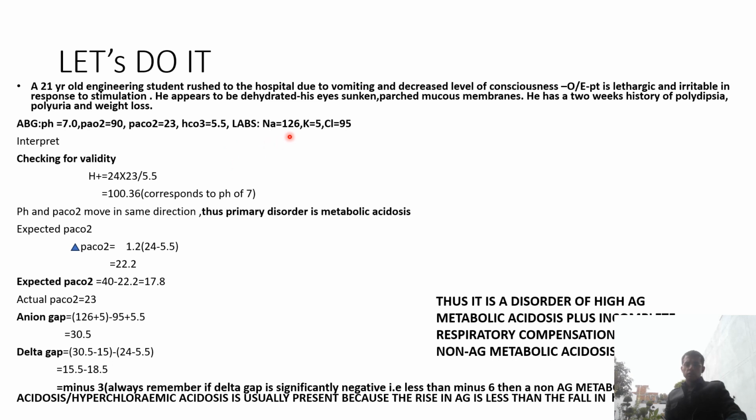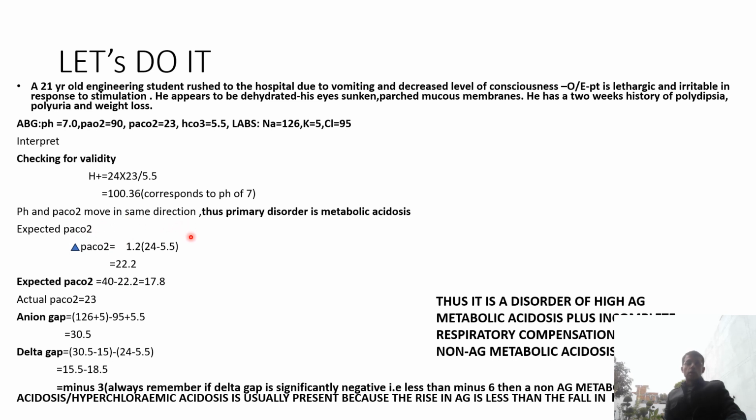See, everyone knows about this disorder, but let us try to interpret the ABG. That is the target. ABG: pH is equal to 7.0, PCO2 is equal to 90, bicarbonate 5.5. Labs give us H positive is 24 into PCO2 divided by bicarbonate, that comes to 156, 100 corresponds to pH of 7. So pH and PCO2 move in the same direction.